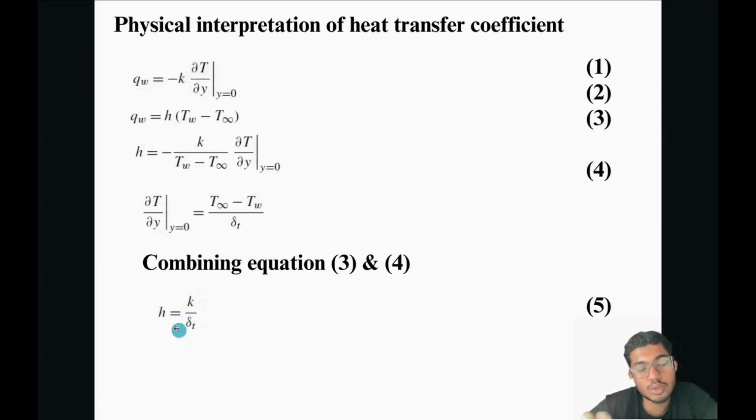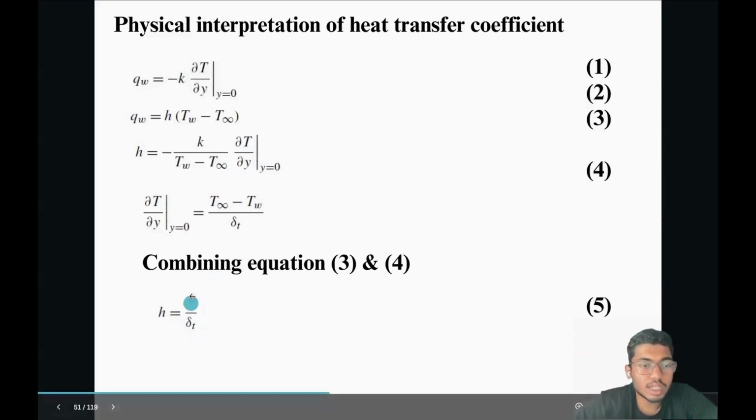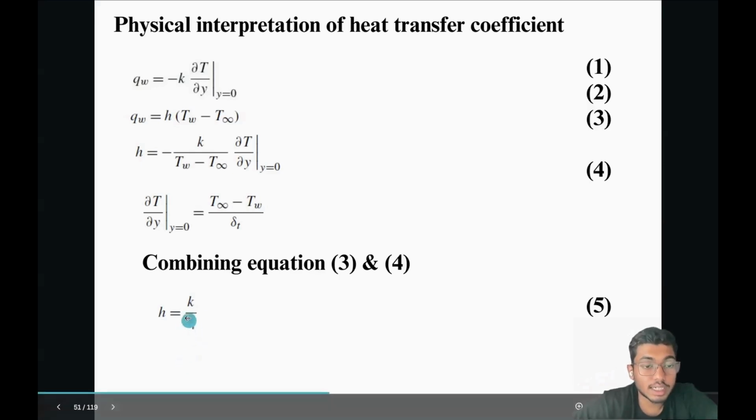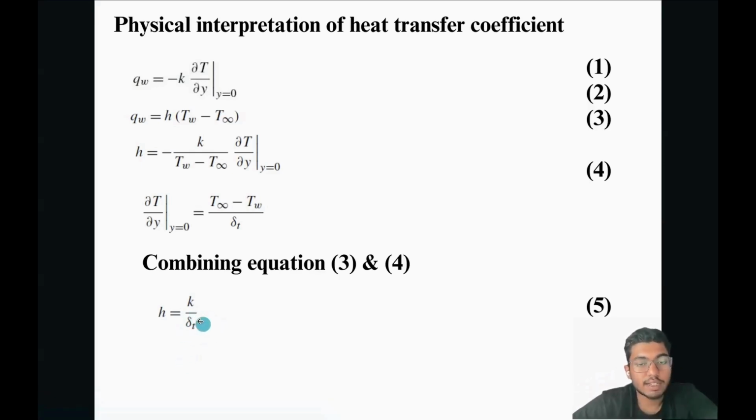That is, heat transfer coefficient is equal to thermal conductivity upon δT. What is δT? δT is the stagnant film thickness. We are assuming in the ideal case there is a stagnant film of thickness δT. With the help of this thickness, we are giving a significance to heat transfer coefficient, because thermal conductivity is a property of the material, so we know about it. But h is a property of the system. So to give a physical significance to a property of the system, δT is used. That is the stagnant film thickness.